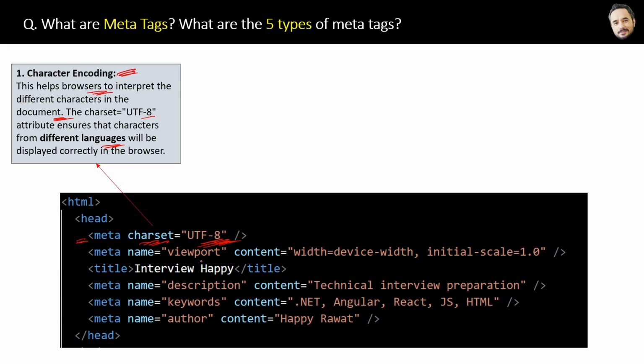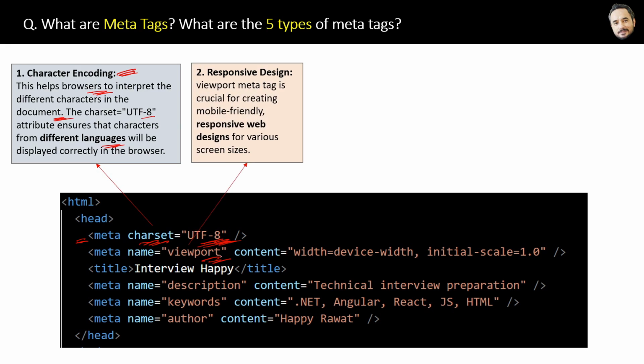Second meta tag, viewport, is important for responsive design. It is very crucial for mobile-friendly responsive web designs for various screen sizes, right? If you remove this tag, then your website can give problems on different mobile screens. Also, I later cover a separate question for all the attributes of the meta viewport element.